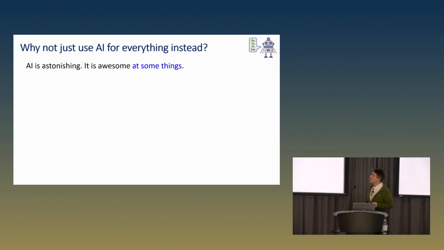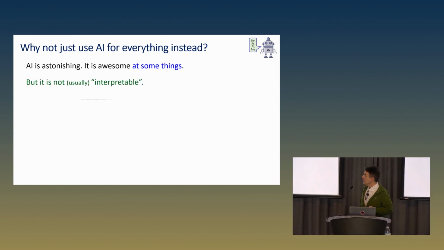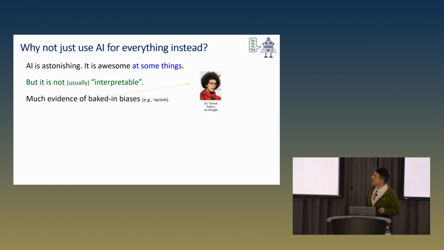You might ask, why not just use AI for everything? It's astonishing. It's awesome at some things, but it's usually not interpretable. What do I mean by that? There's a lot of evidence of baked-in biases like racism.